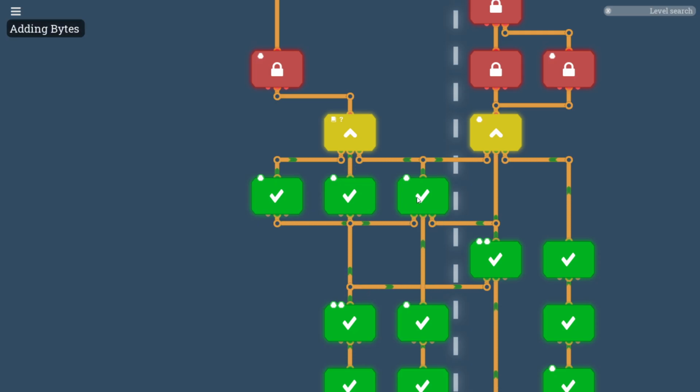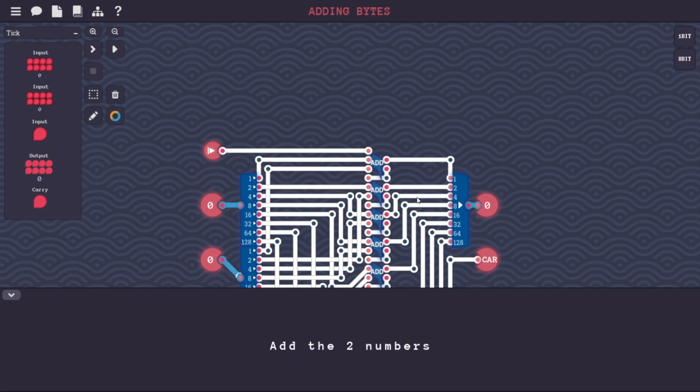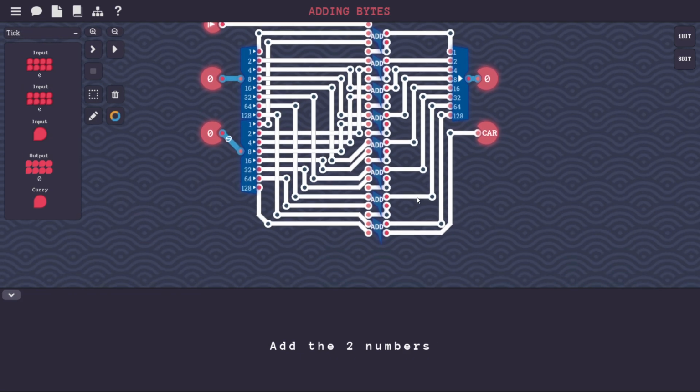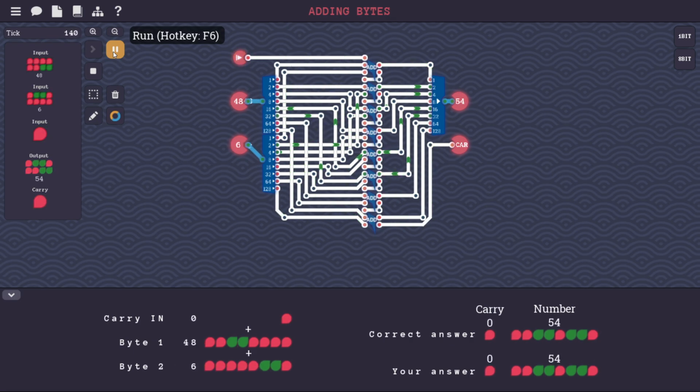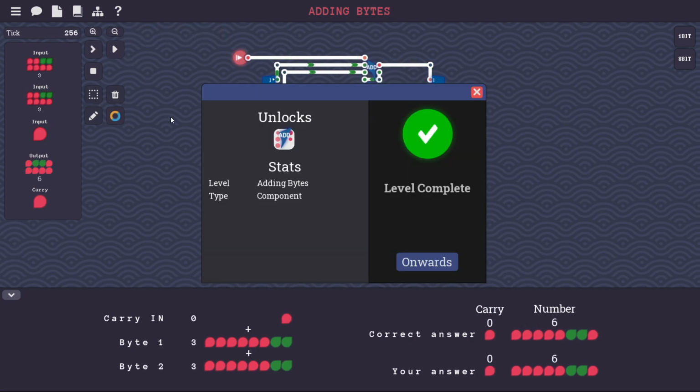And we also had adding bytes, whereby we were given 2 bytes. This is a byte and this is a byte, and we're able to add them together, get the output and the carry. So this is an adder, a byte adder, an 8-bit adder.